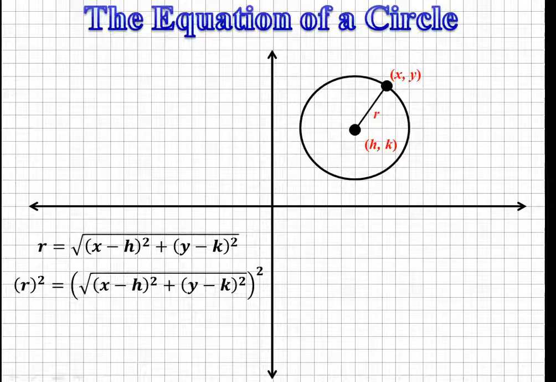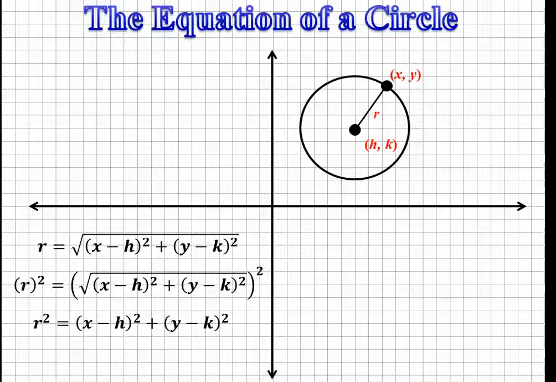Now we're going to simplify the equation. We're going to square each side, so we're going to square r and square this part of the expression. After we get finished squaring it, we end up with r squared equals x minus h squared plus y minus k squared.